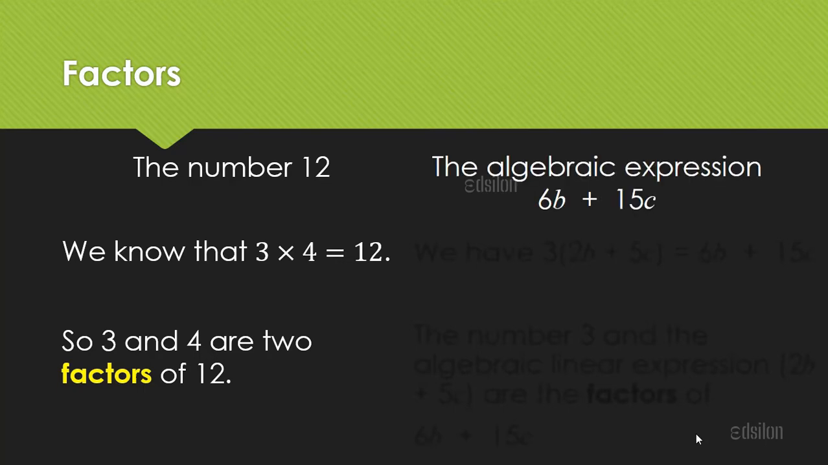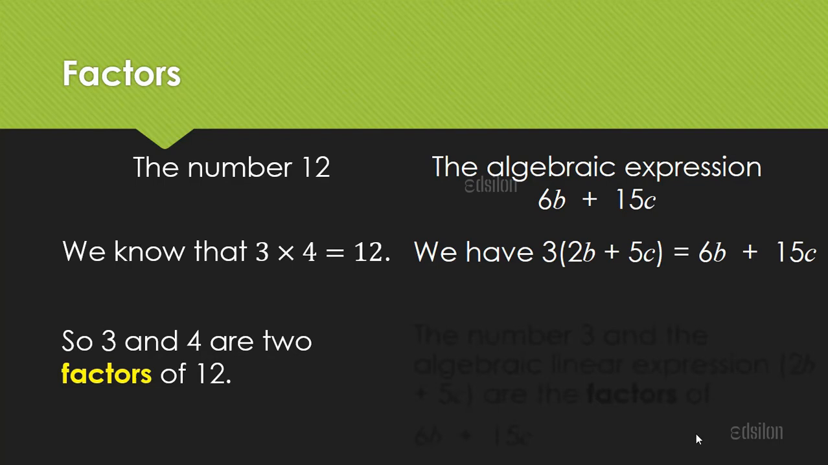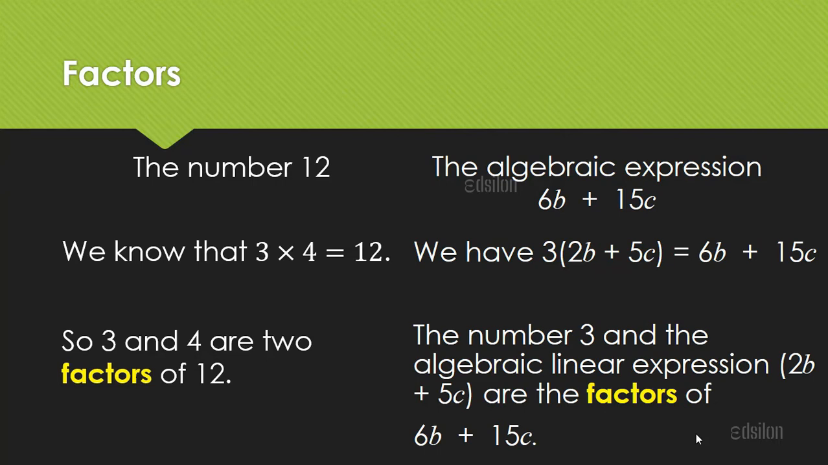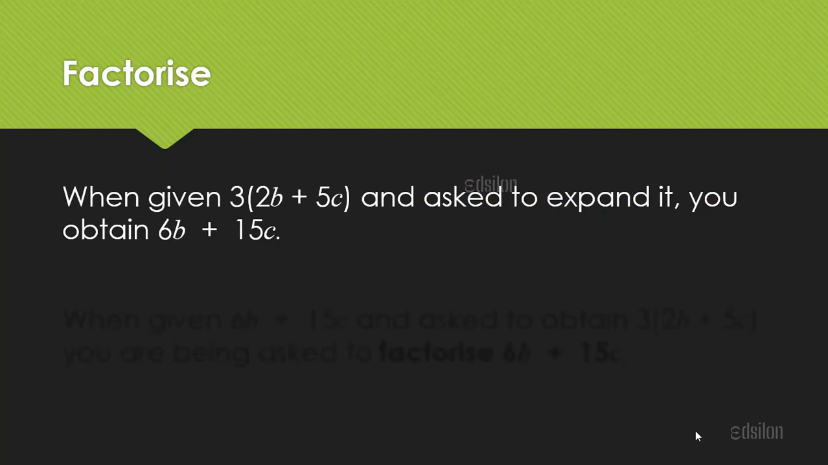What about the algebraic expression 6b plus 15c? We have earlier on seen that 3 times of 2b plus 5c gives 6b plus 15c. So we can say that the number 3 and the algebraic linear expression 2b plus 5c are the factors of 6b plus 15c. Therefore, what is the meaning of factorize?